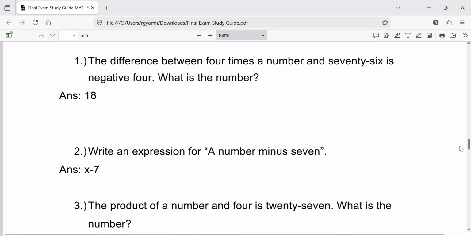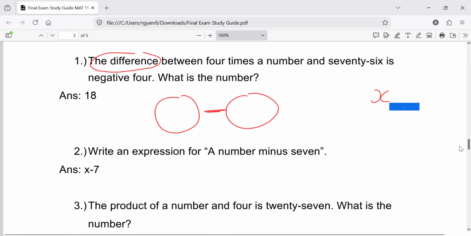The difference between 4 times a number and 76 is -4. What is the number? Because it says the difference, I know this is subtraction. I'm going to put subtraction here, which means I need 2 values, on the left and on the right. The difference between 4 times a number. If my number is X, 4 times a number. But this does not give me the 2 numbers I need for my subtraction. It just says 4 times a number.